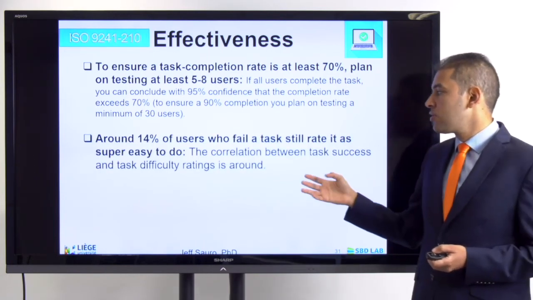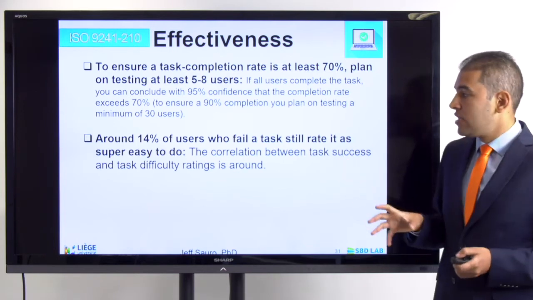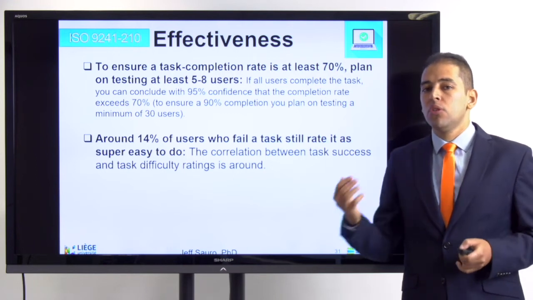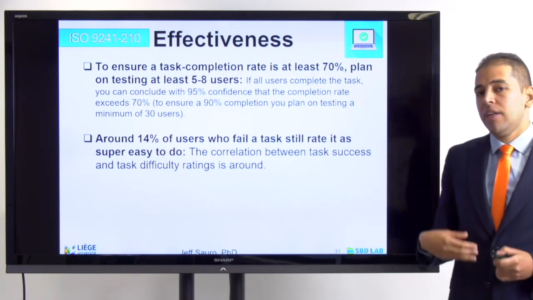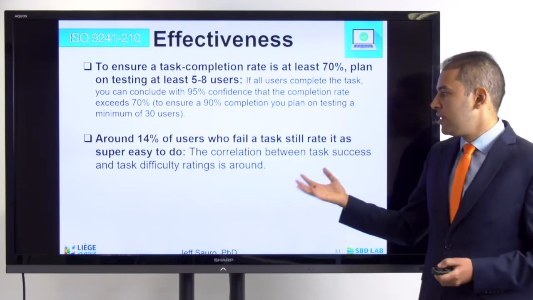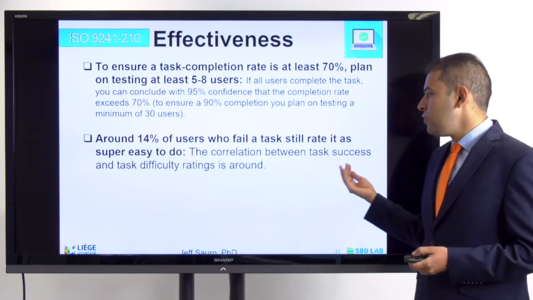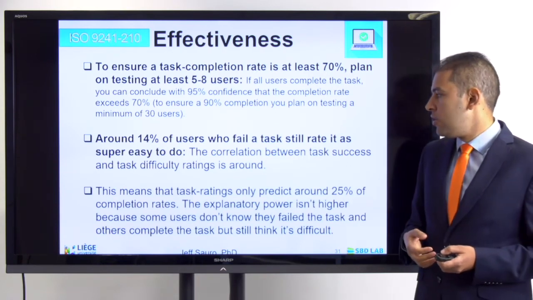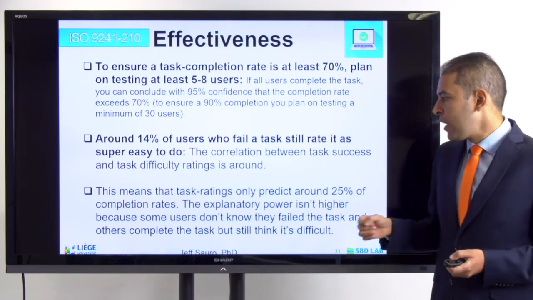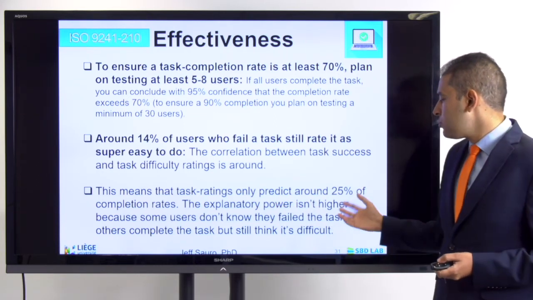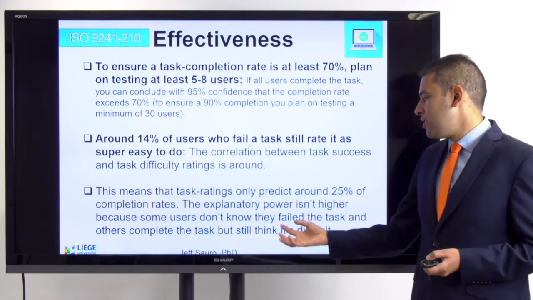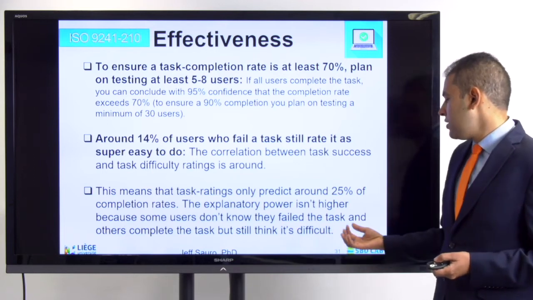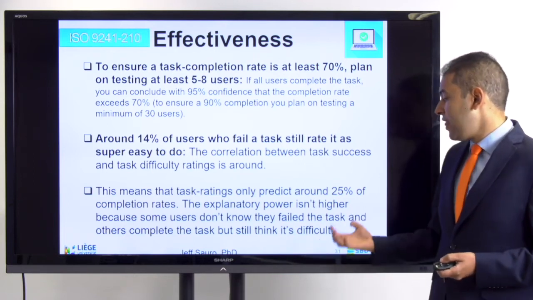Around 40% of users who fail a task still rate it as super easy to do, and this is very important to keep in mind. People most probably will not know if they succeeded or failed the task, and if you ask them about their perception, they might tell you that they found it easy. The correlation between task success and task difficulty rating is also around 14%. This means that task rating only predicts around 25% of completion rate, and the explanatory power isn't higher because some users don't know they failed the task and others complete the task but still think it's difficult.